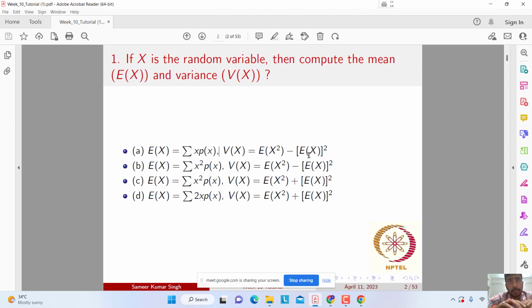Whenever you have to calculate the mean of x square, your x will be replaced by x square. So it will be the summation of x square into P(x). So option A is the right one, and for the variance you can apply that formula.